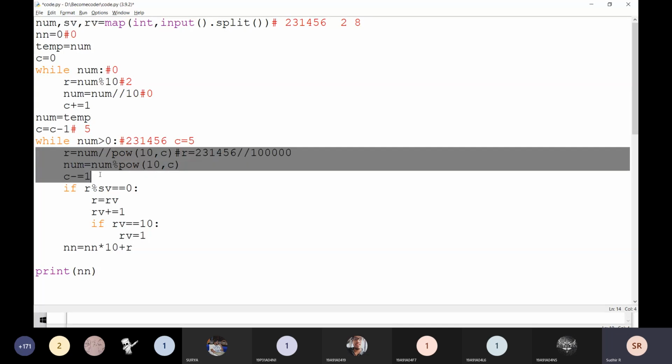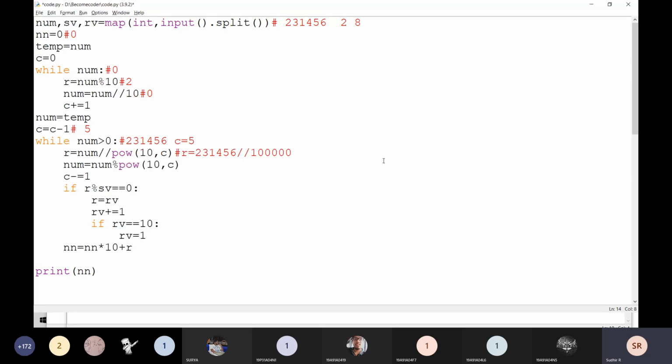Instead of writing these two lines, for example, what is that? Num is equal to num by 10. Num is equal to num into 10. I'm going to reverse it. Why? Because instead of finding the last digit, I'm going to find the first digit. Clear? Is it clear?